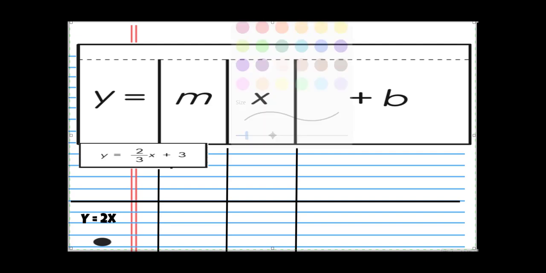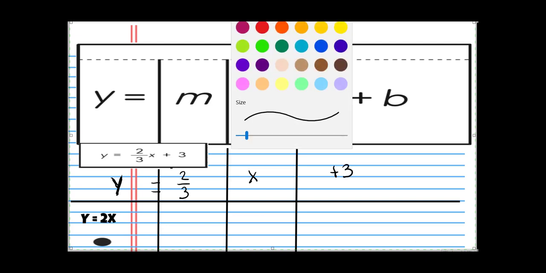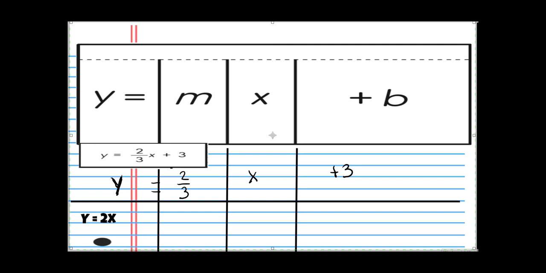So let's look at the first one. y equals 2/3 x plus 3. I just want to label each part. So here I look at the y, because that's my dependent variable, and then I put the equals. My m, my slope, is the 2/3. y equals mx, so I'm looking at 2/3 being my slope times the x, and then in this case the y-intercept will be plus 3.